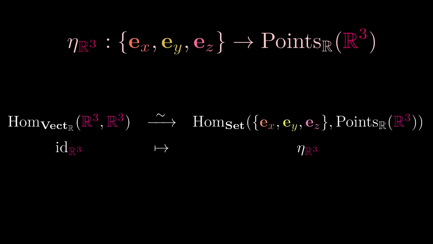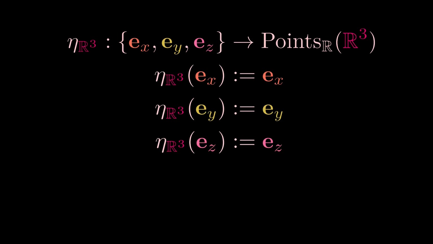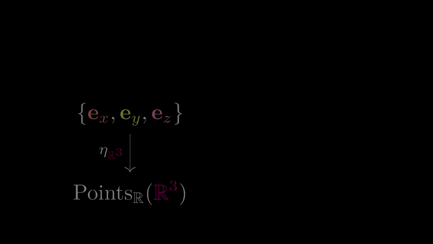Pushing the identity through this correspondence, we get a function from the set of basis elements to the set of all 3D vectors. As you might be able to guess, this function just sends each basis vector to itself viewed as a 3D vector. You may notice that this function eta looks and behaves an awful lot like the unit map of a monad, but I digress. With this function eta, we can state the universal property more concretely.